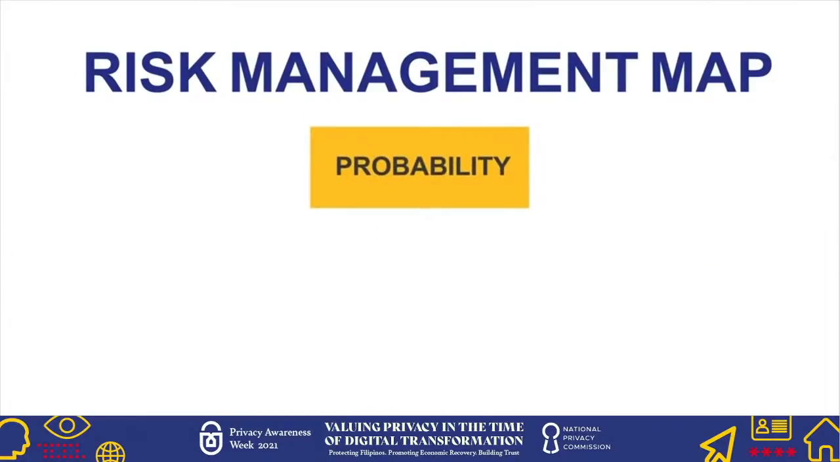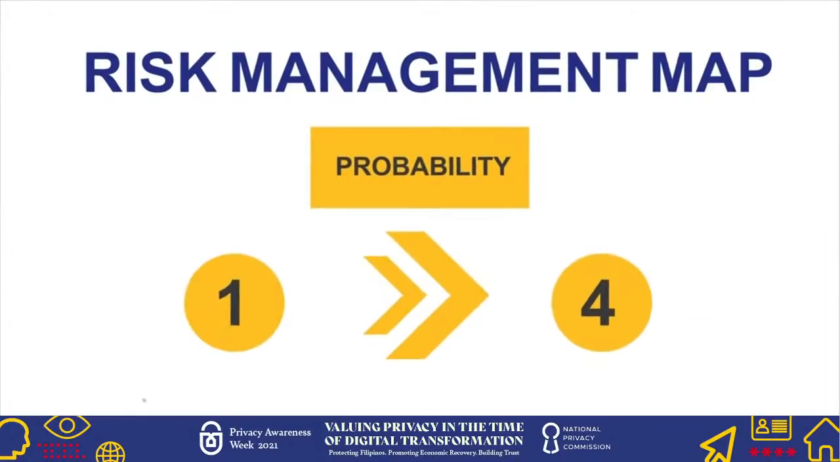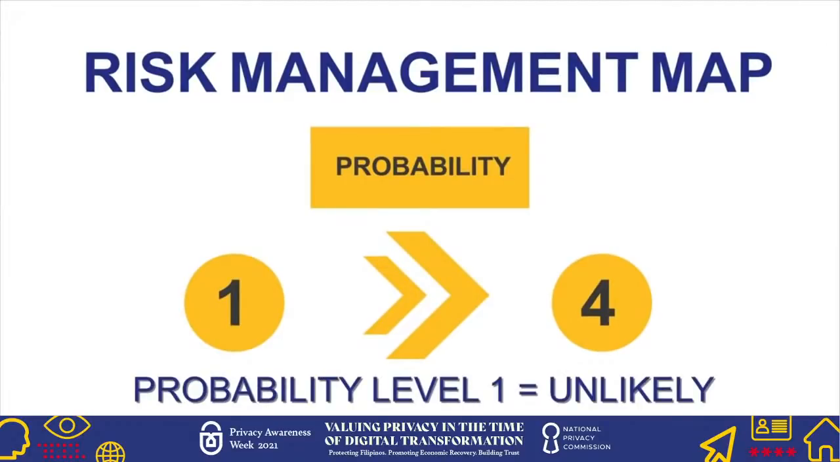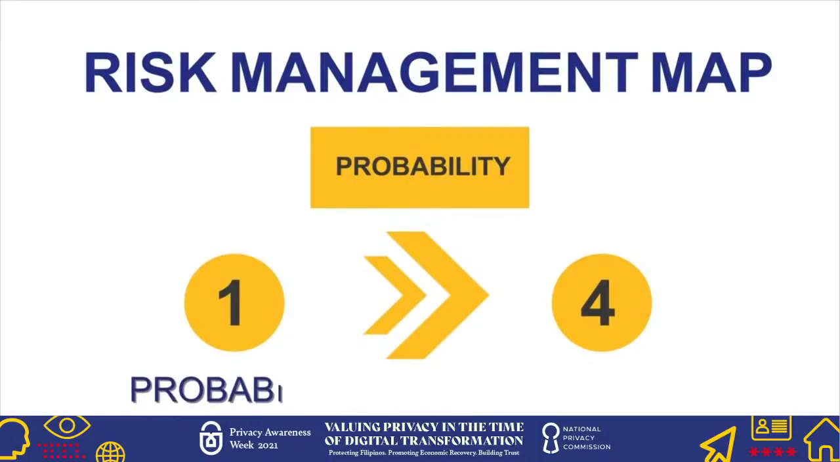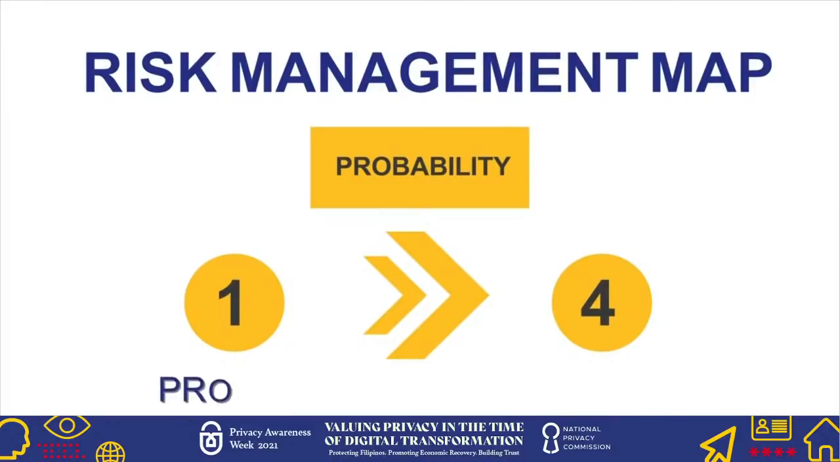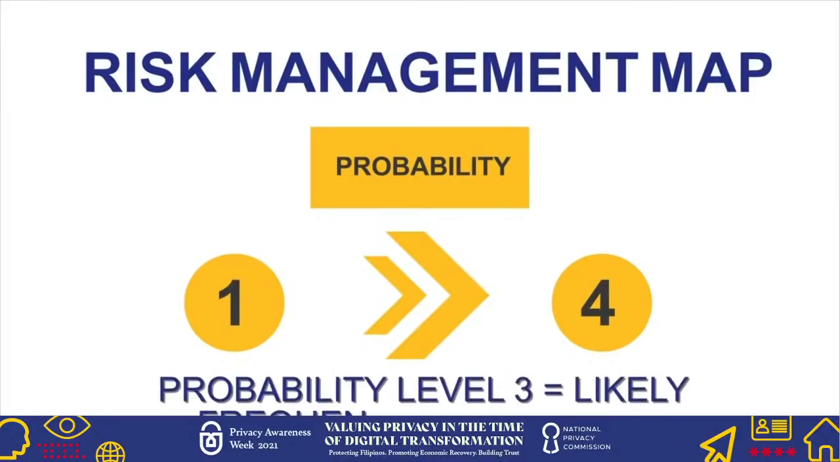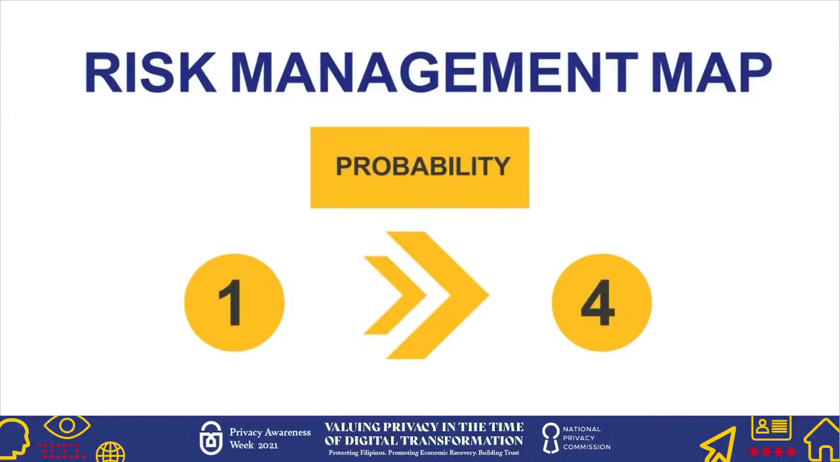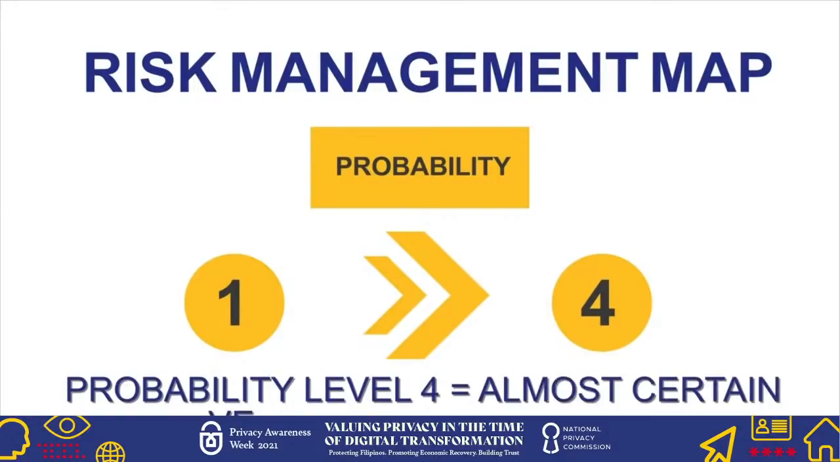The levels of probability range from 1 to 4, where level 1 is unlikely. This means that the risk is not expected, but there is a slight possibility it may occur at some time. Level 2, possible, means it is a casual occurrence and may happen at some time. Level 3, likely, means it is a frequent occurrence and there is a strong possibility that it may occur. Level 4, almost certain, means it is very likely to happen and is expected to occur in most circumstances.